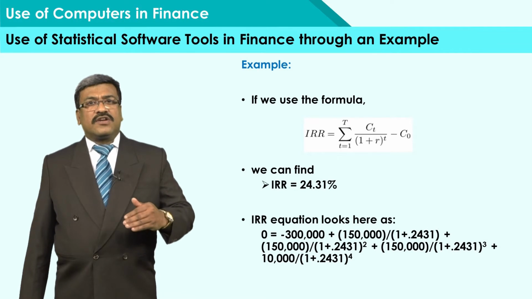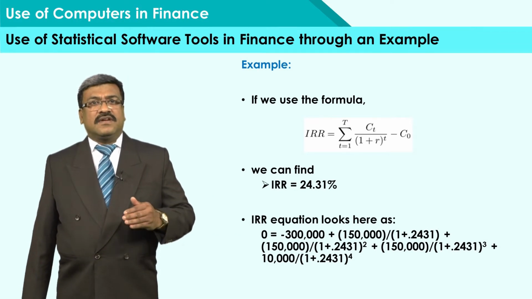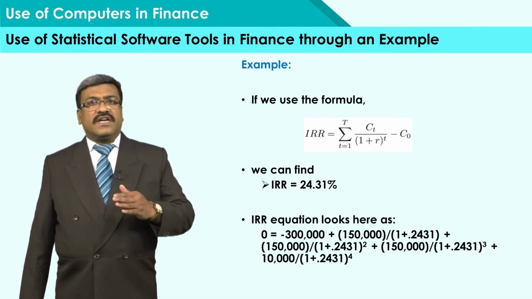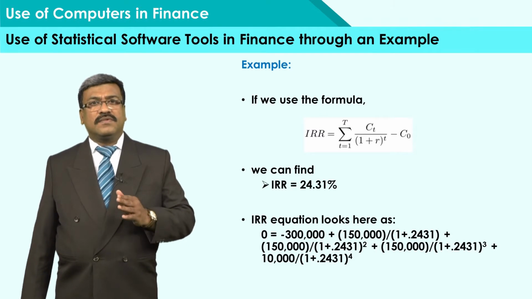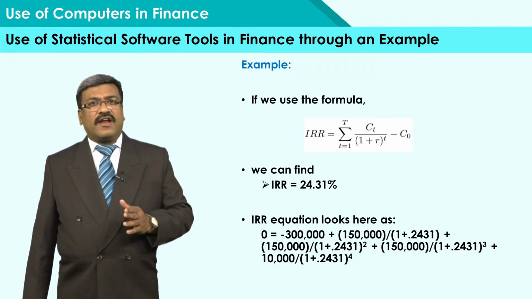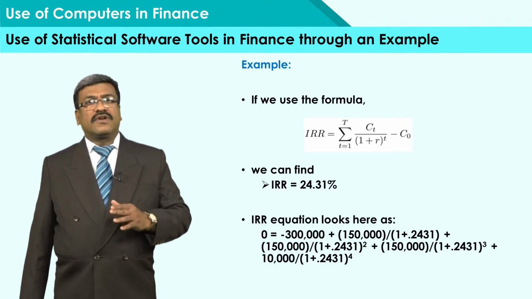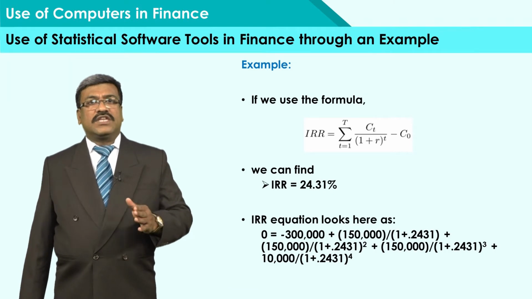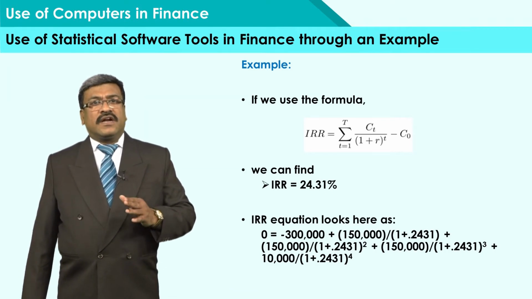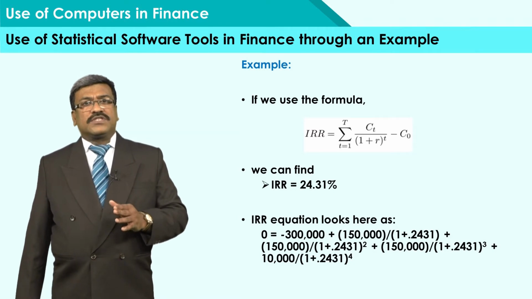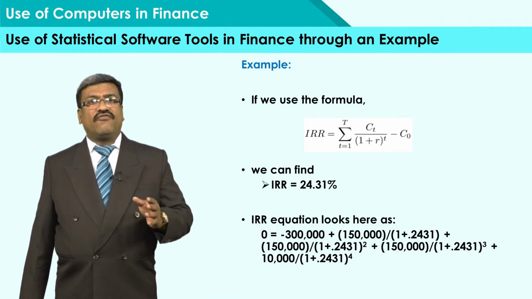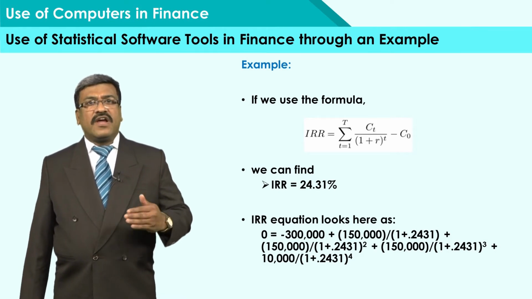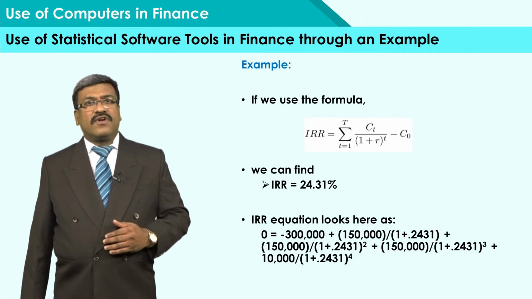The IRR equation looks as given: 0 equals minus 3 lakh plus 1,50,000 divided by (1 plus 0.2431), plus 1.5 lakhs divided by (1 plus 0.2431) whole square, plus 1.5 lakhs divided by (1 plus 0.2431) to the power 3, plus 10,000 divided by (1 plus 0.2431) to the power of 4. This equation tells us that with this IRR, the present value of the investment's cash flows is equal to 0.